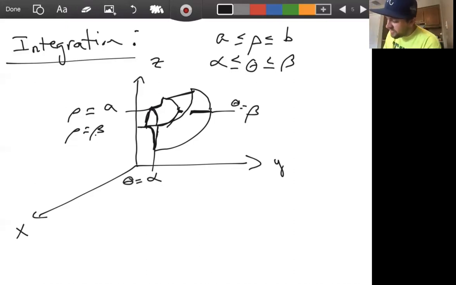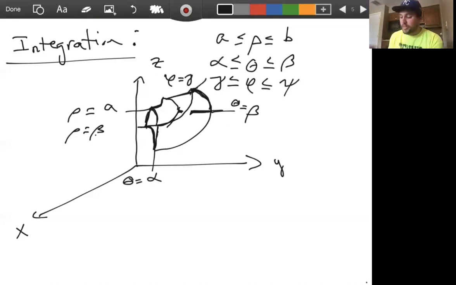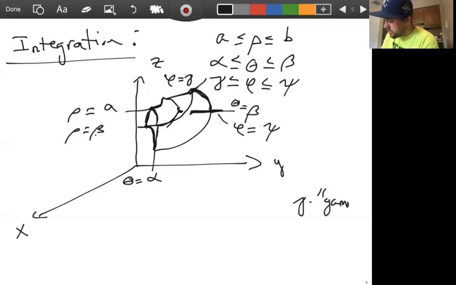And then we also have our change in phi, which is something between, let's say phi goes between gamma and psi here. So we start at phi equals gamma, and then we go down, like it's an angle down, to phi equals psi. Okay, that's not a very good psi. And if you're not familiar, this is the Greek letter gamma, and this is the Greek letter psi.